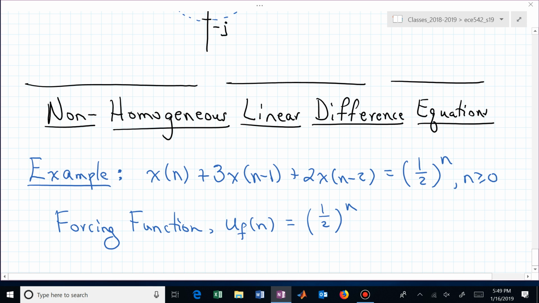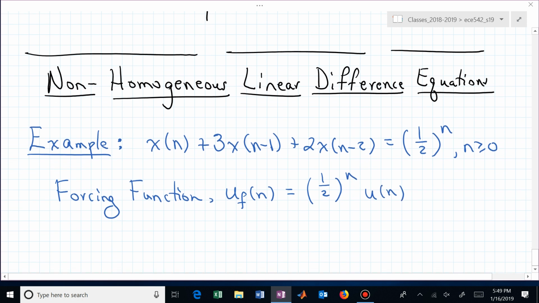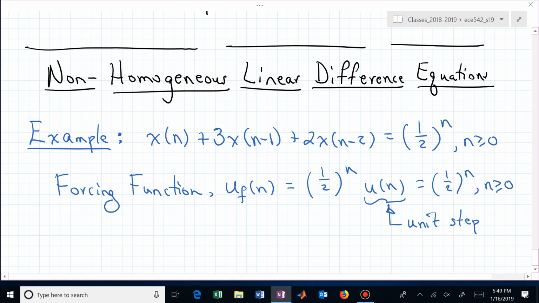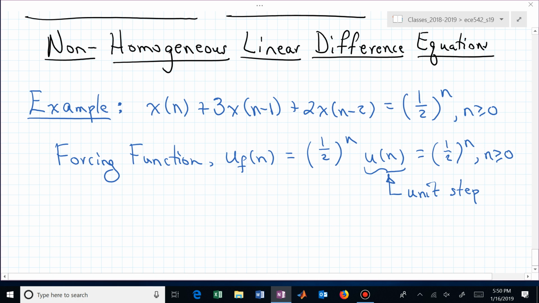And do you want me to really get you confused? I could say u of n. What? So this you might see where now they're using this like a unit step, or that's now basically a switch that only turns that 1/2 to the n functional form on for non-negative values of n. Or you might want to see it or write it as 1/2 to the n for n greater than or equal to 0. So you may see it written many different ways, and that's where you might get confused. You go, well, I thought my input was u. Now you're using u as a unit step.